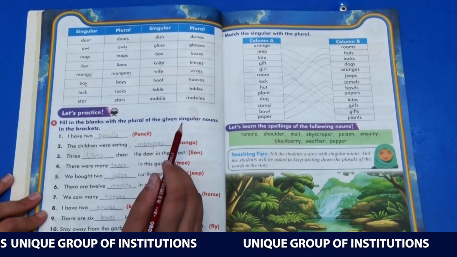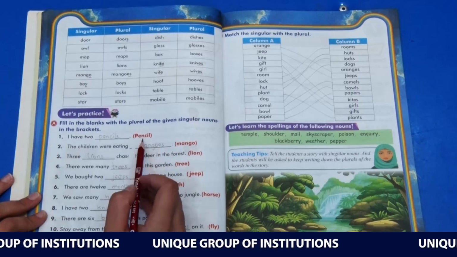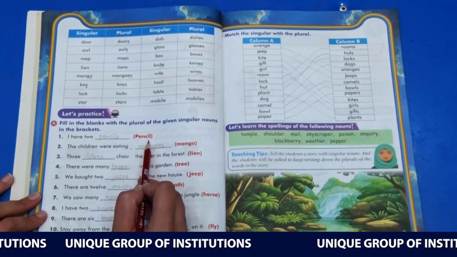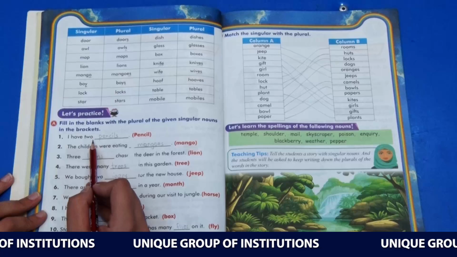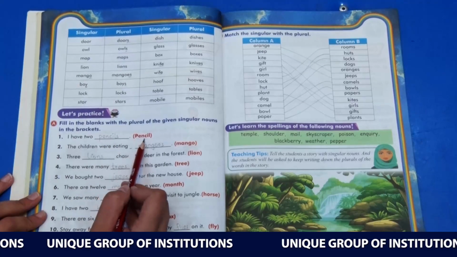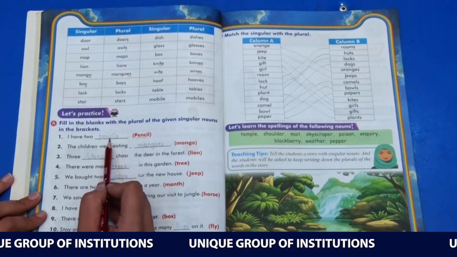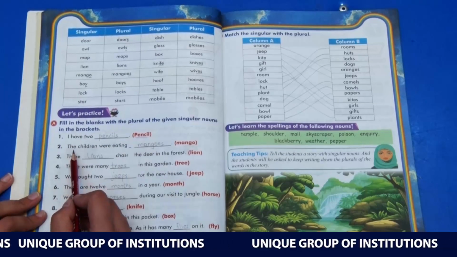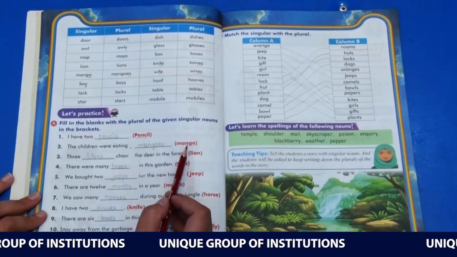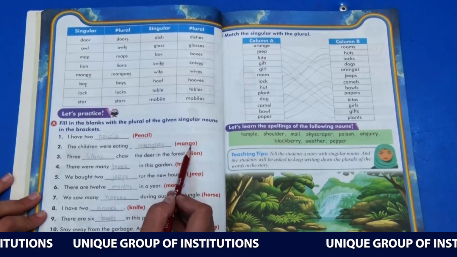This is the exercise, and we need to do it by ourselves because the word is given in singular form. We need to make it plural. Okay. I have two. पेंसिल आपके पास सिंगुलर में है, इसका प्लूरल करेंगे तो क्या हो जाएगा, पेंसिल्स. I have two pencils. The children were eating dash. ब्रैकेट में हमारे पास है mango.